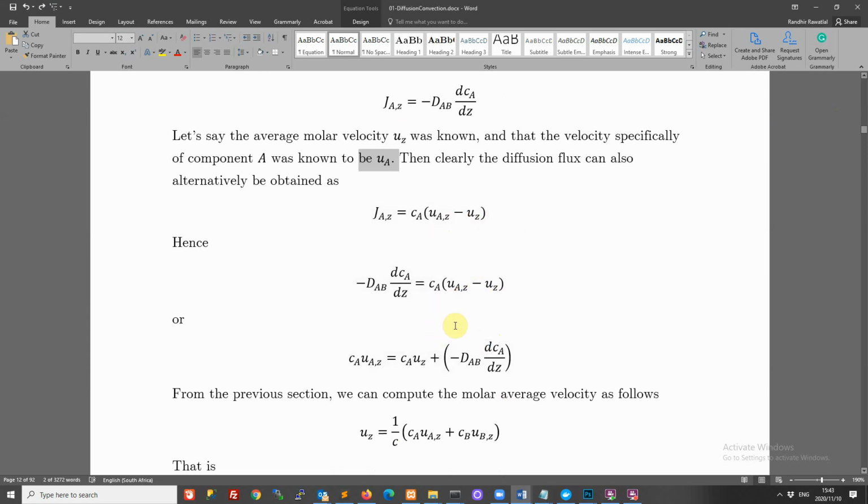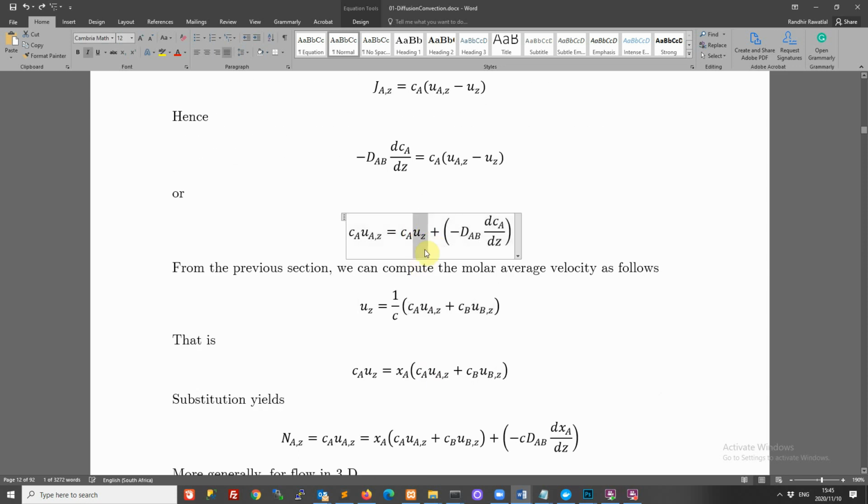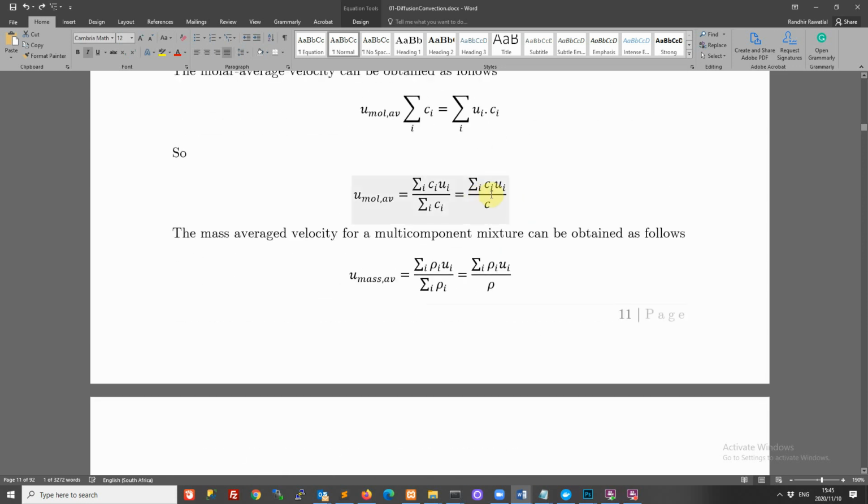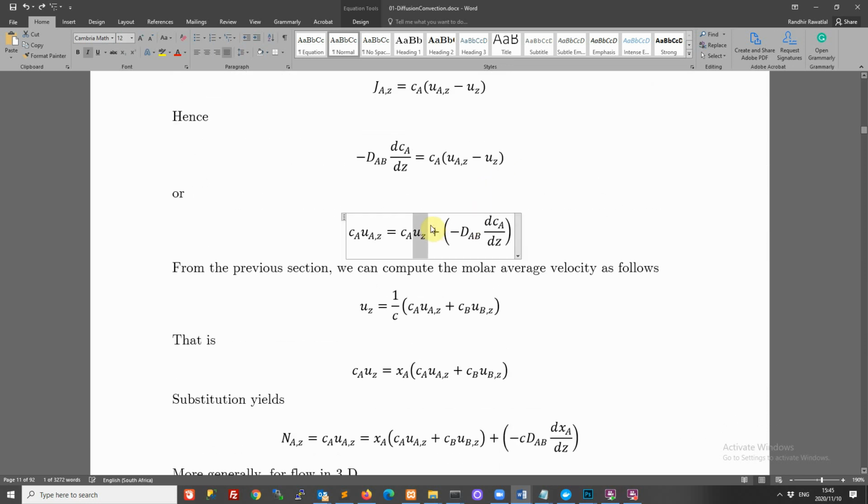And so here we just rearrange this a little bit, and so UAZ stays there, and if we take this term across here, then that's CAZ minus DAB dCA dZ, right? So your average molar velocity we had simply established here as the sum of the species divided by the total concentration. So here we are just expanding that out. We are multiplying CI UI, the sum of that divided by the total concentration C. So we are substituting that in here in this factor.